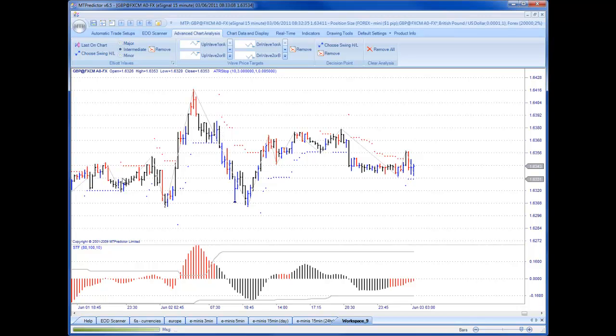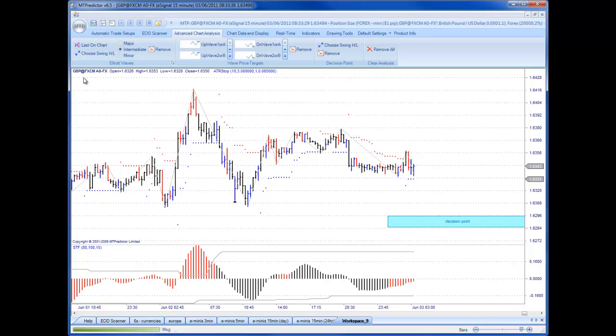So let's start with a 15-minute chart. What's important in trading is to be able to project in advance areas of future support and resistance. So on this 15-minute chart, if I go to our decision point tool and click choose swing high or low, come back to the last major swing pivot low, which is here. As you can see, we've now got a level on the chart in advance, i.e. before the market gets there.